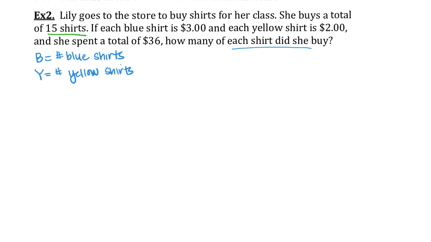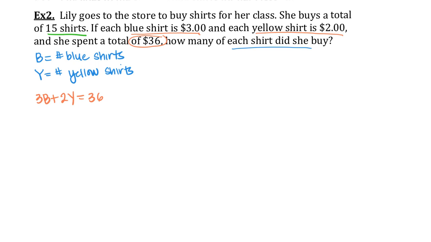We also know that each blue shirt costs $3. Each yellow shirt is $2. And she spent a total of $36. Okay, so I'm going to do the money equation first because that one seems to come more easily to me. So it's $3 per blue shirt. It's $2 per yellow shirt, and she spent a total of $36. So this is the dollars plus the dollars equal the dollars. So that's why I put them together.